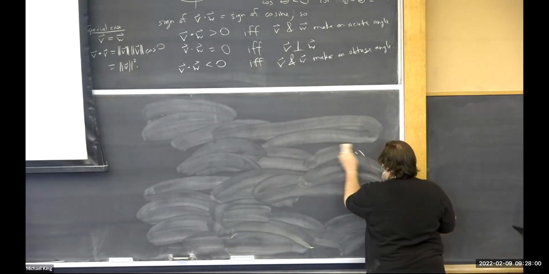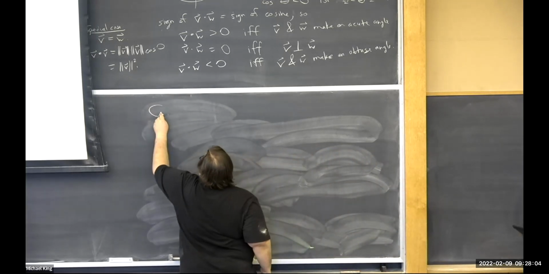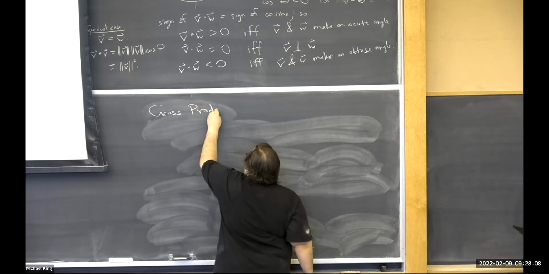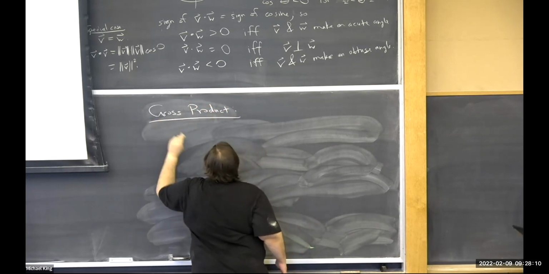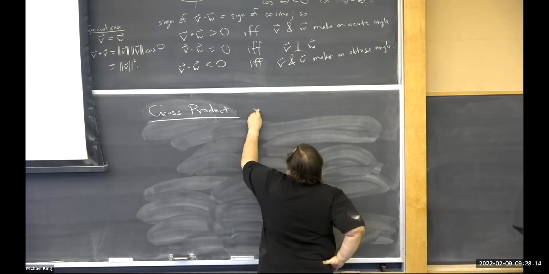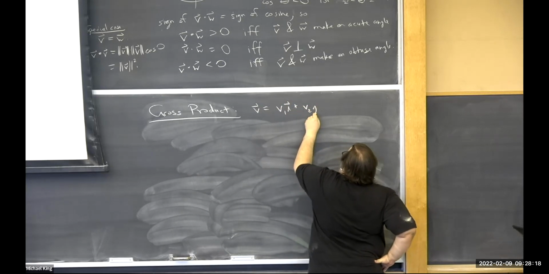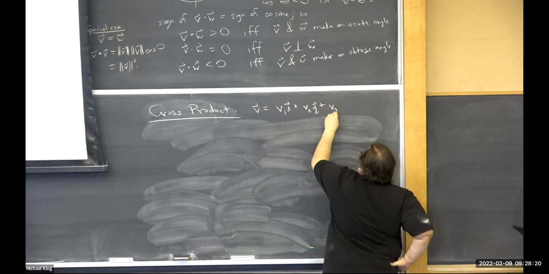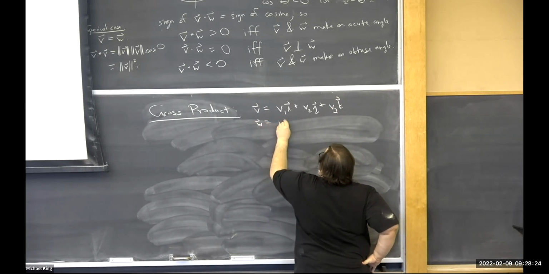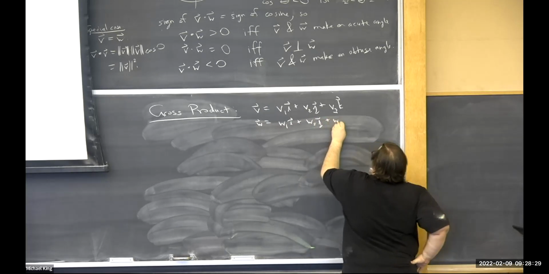We've got to practice writing this thing out. So, cross product. Let's say V is V1 i plus V2 j plus V3 k, right? W is W1 i plus W2 j plus W3 k.